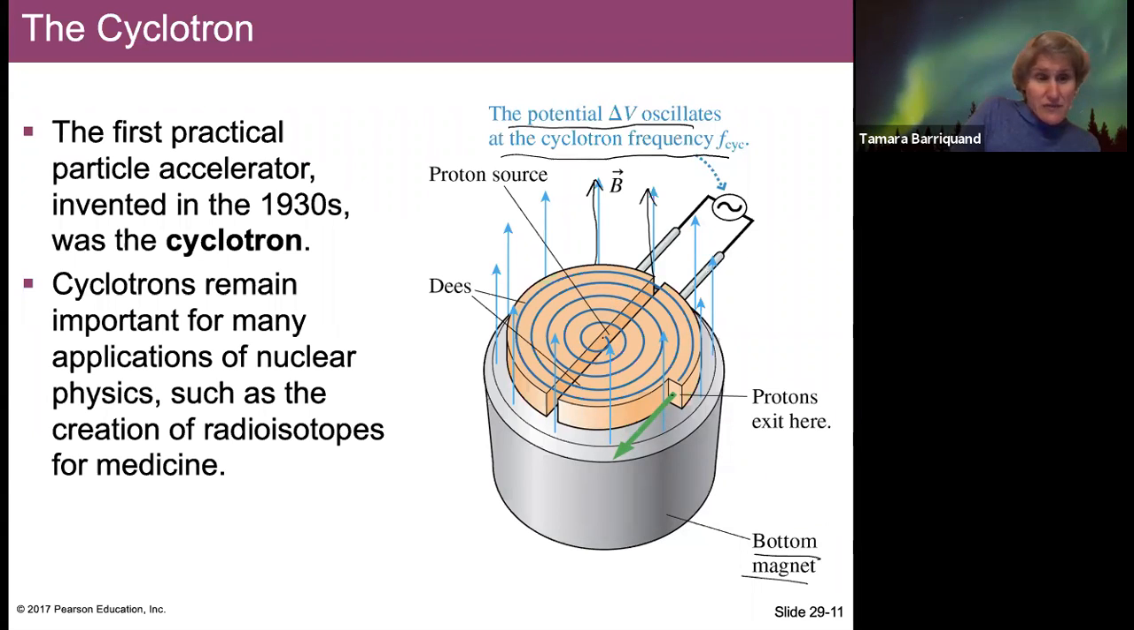Cyclotrons remain important for many applications of nuclear physics, such as creation of radioisotopes for medicine, even though we use other types of particle accelerators now.